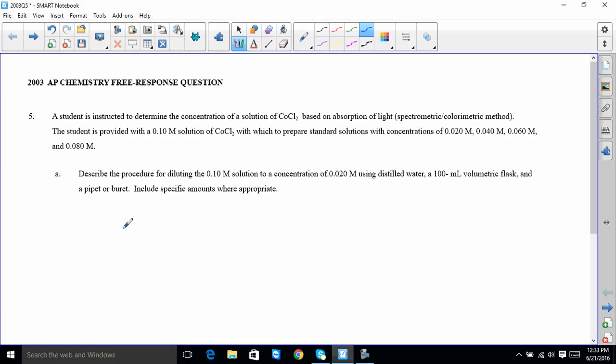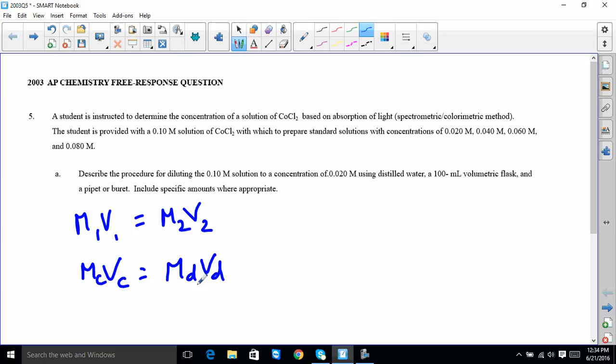Now, there are 4 Spec 20 labs required out of 16. One quarter of the labs on the AP exam are from using the Spec 20. It's hugely important. You have this equation that only applies to diluting a solution to a different concentration with the stock solution. I actually prefer to write the equation like this: McVc, where c stands for concentrated, and then MdVd, which stands for dilute.